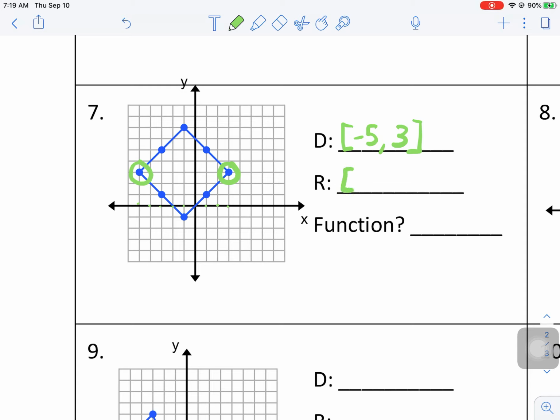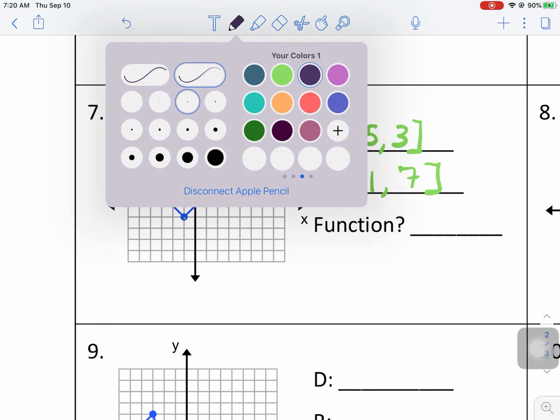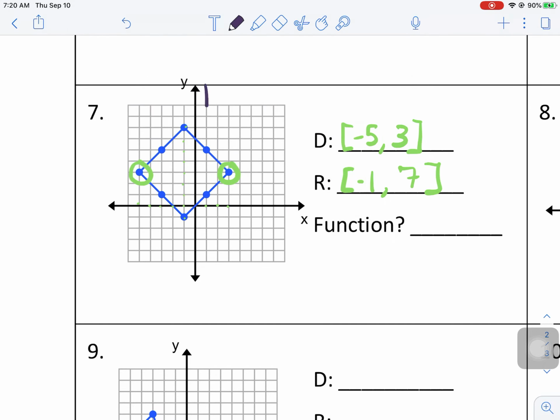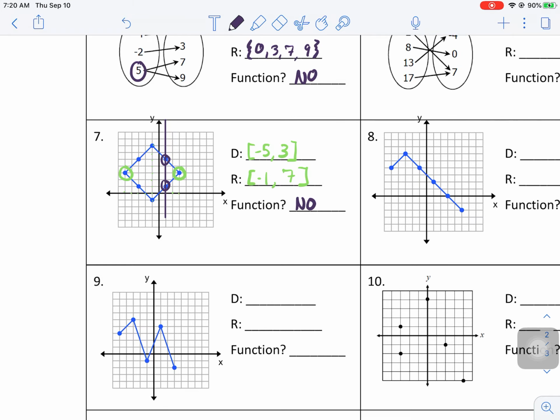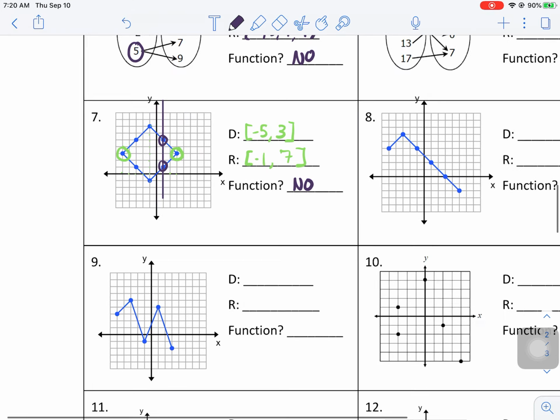Range would be the same idea, right? The lowest range is -1. So we go -1, and then the highest range is going to be 1, 2, 3, 4, 5, 6, 7. So -1 to 7. Okay. When we have a graph like this, easiest way to tell if it's a function, vertical line test. So we draw a vertical line straight through this graph, and as you can see, we pass through 2 points. So then this is not a function. Okay? You guys try out number 8 and see how you do.